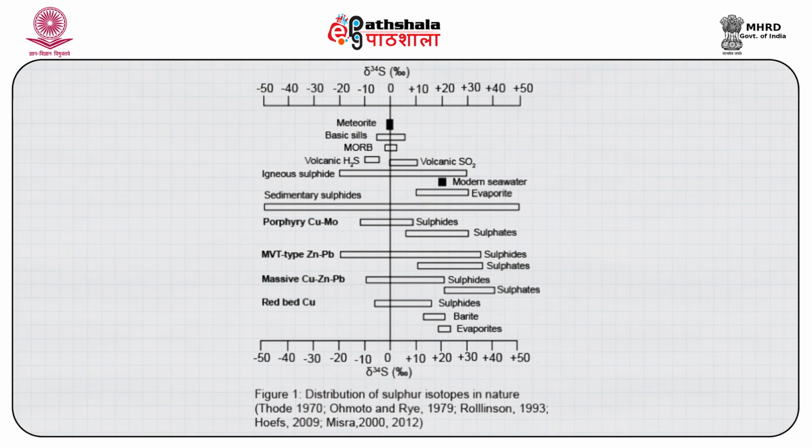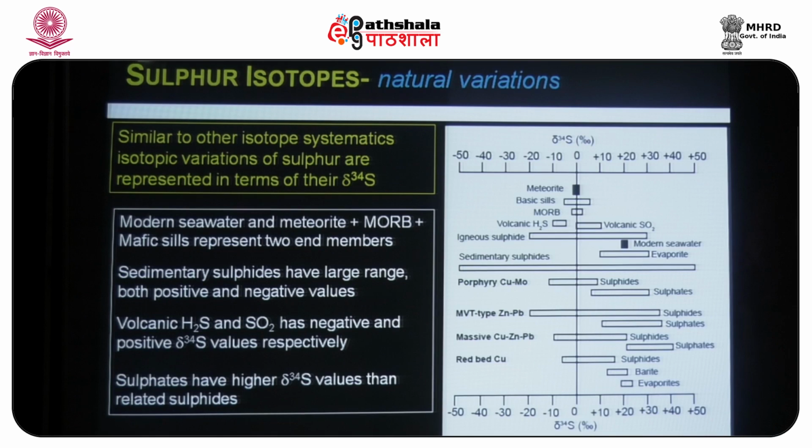There are a few important things that you can see from this figure. First of all, the meteorites, the basalts and the mid oceanic ridge basalts all have values close to 0, whereas the modern seawater has a very restricted composition of around plus 20. So it appears that these two reservoirs represent two end member compositions. There are two more things to be noted. One is that the isotopic composition of the sulfides is almost always much less than that of the coexisting sulfates in different sulfide deposits.